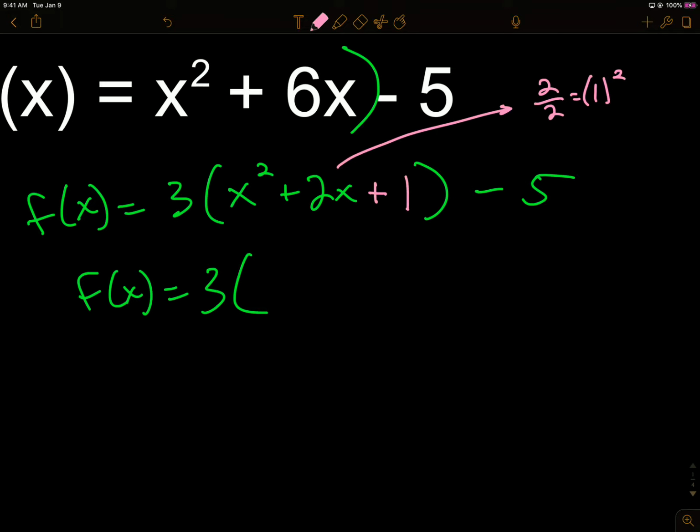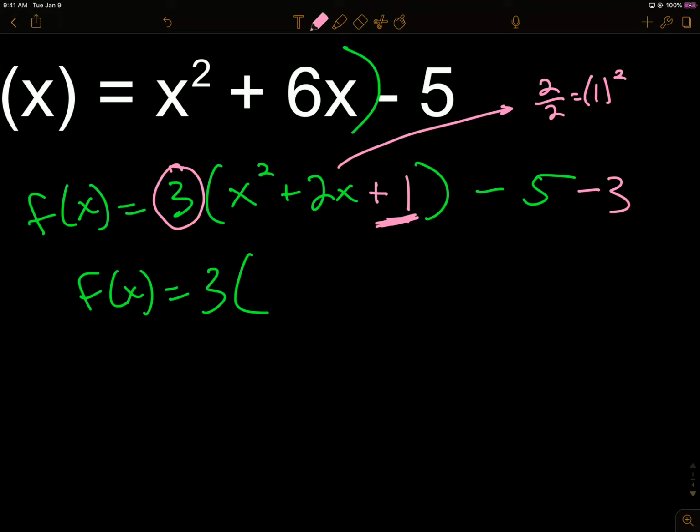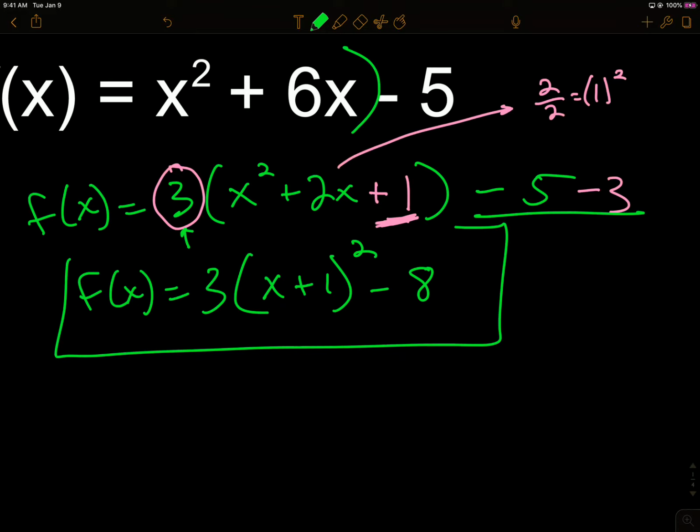Now, what I want to do is keep my equation balanced. So since I added 1 here, I'm not really adding 1 because it's in parentheses, and outside the parentheses is a times 3. So really what I've added was 3 because it's 3 times the one I added inside. I really added an overall of 3 to this equation, so I have to subtract 3 to keep it balanced. So that's the tricky part when a is something other than 1. x squared plus 2x plus 1 can be written as the binomial squared. It's x plus 1 squared. Then I can do my minus 5 minus 3, and now I have vertex form.